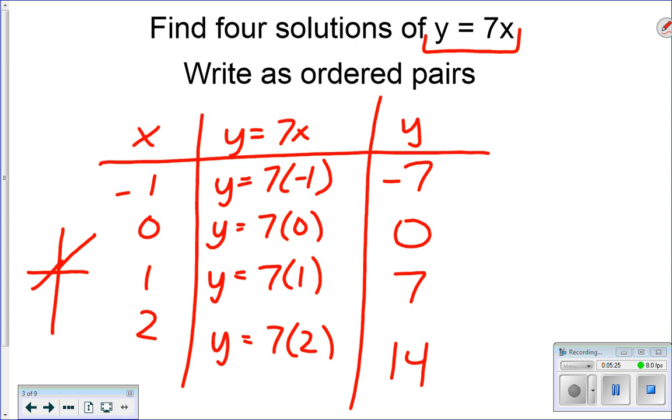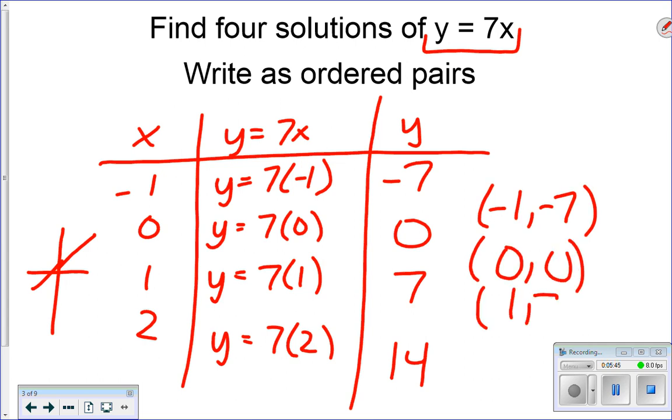Okay, so that's what just happened. We put this in, your function machine worked, and you got something out. Then it's going to ask you to write as ordered pairs. Well, your table gives you your ordered pairs for you. Your first ordered pair is going to be negative 1, negative 7. Your second one's going to be 0, 0. Third is going to be 1, 7. Your fourth's going to be 2, 14.